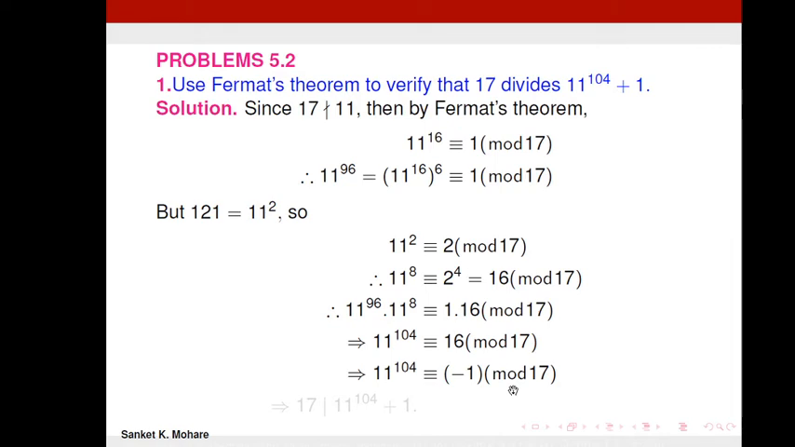This implies, as whenever A is congruent to B modulo n, we say n divides A minus B. So here 11 raised to 104 is congruent to minus 1 modulo 17. This implies 17 should divide 11 to the power 104 plus 1. So this is how simple it is to prove that 17 divides 11 to the power 104 plus 1. This is possible only because of Fermat's theorem. So this is one of the applications.